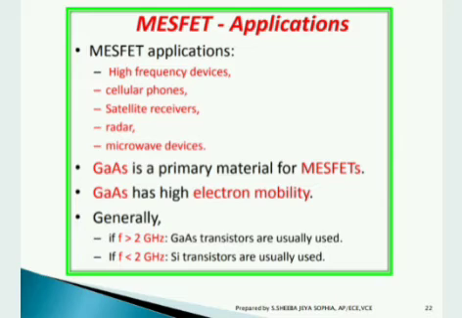Moving to the applications of MESFET. It is used in high frequency devices, cellular phones, satellite receivers, radar, and microwave devices, and GaAs is the primary material for MESFET because of its high electron mobility. Generally, if the frequency F is greater than 2 GHz, GaAs transistors are usually used, and if the frequency is less than 2 GHz, then silicon transistors are usually used. So based on the applications, we will be choosing either gallium arsenide or silicon as the substrate material.